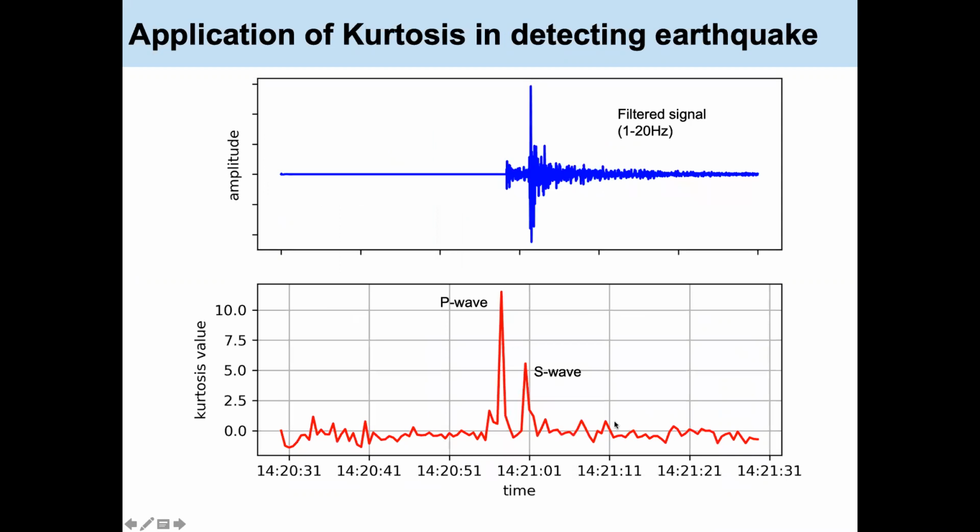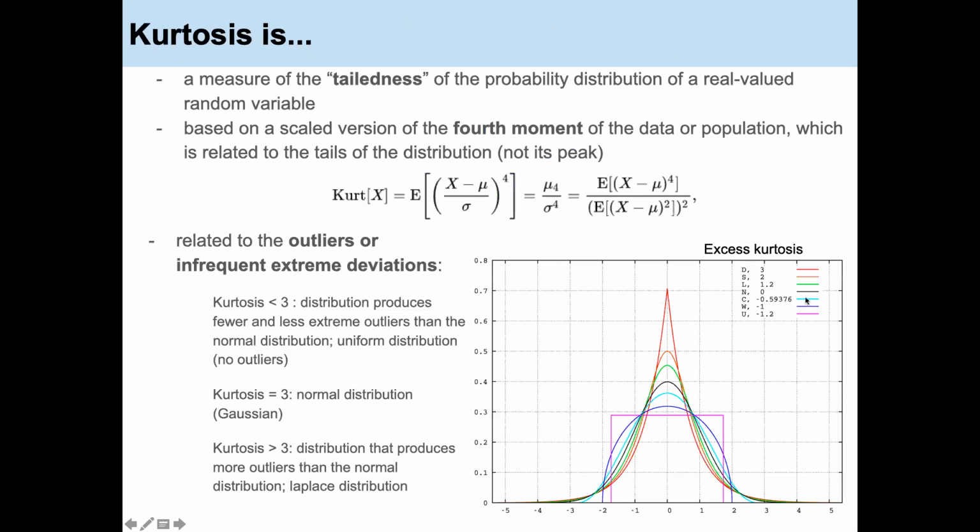Okay, then let's say another interesting algorithm to detect earthquakes is the so-called kurtosis. It works slightly differently. You can see this is the raw recording, the filtered raw recording, and this is the kurtosis of the signal. And you can see that when the P arrival starts, this jumps very high, and when the S arrival comes, it also changes. So what is this?